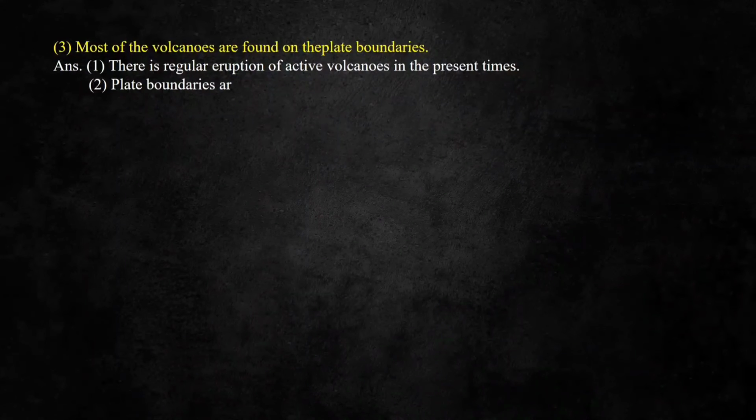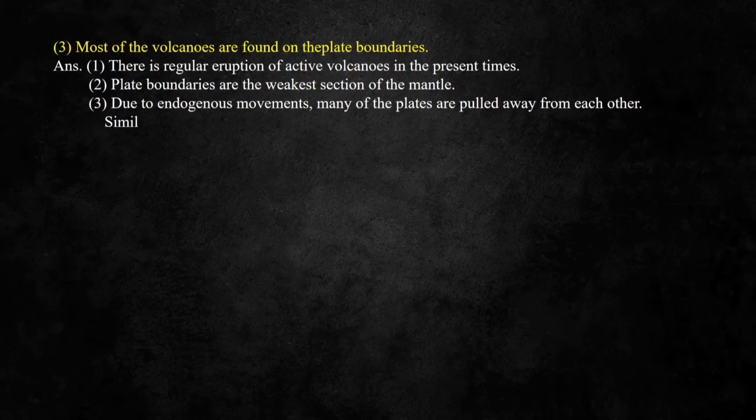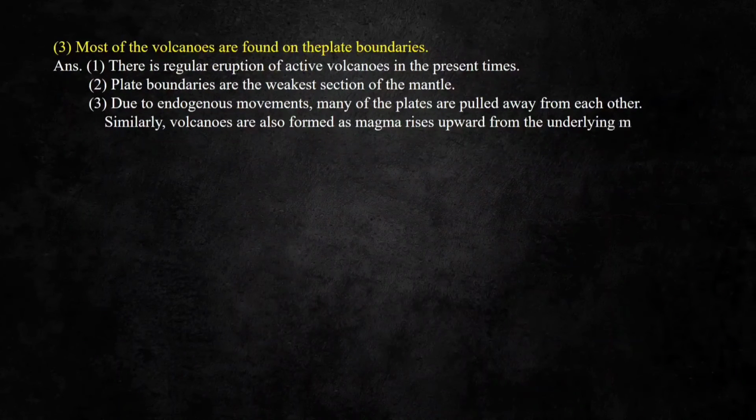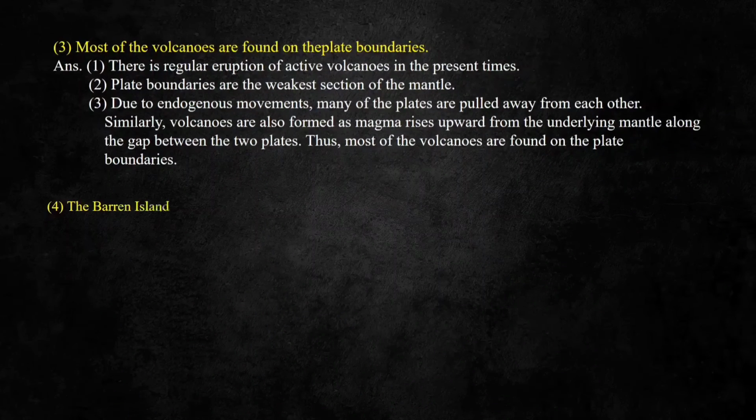Plate boundaries are the weakest section of the mantle. Due to endogenous movement, many of the plates are pulled away from each other. Similarly, volcanoes are also formed as magma rises upward from the underlying mantle along the gap between the two plates. Thus, most of the volcanoes are found on the plate boundaries.